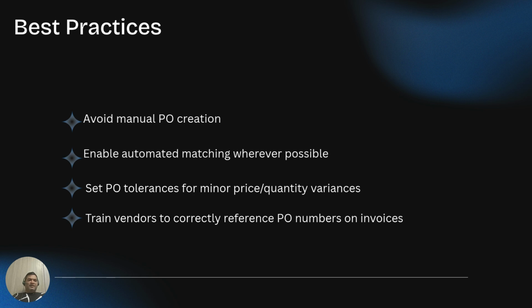Some of the best practices of the PO process: first is avoid manual PO creation, which may involve typo errors. And then second one is enable automated matching wherever possible. And then third one is set PO tolerance to monitor price and quantity variance. And then fourth one is train vendors to correctly reference PO numbers on the invoice.